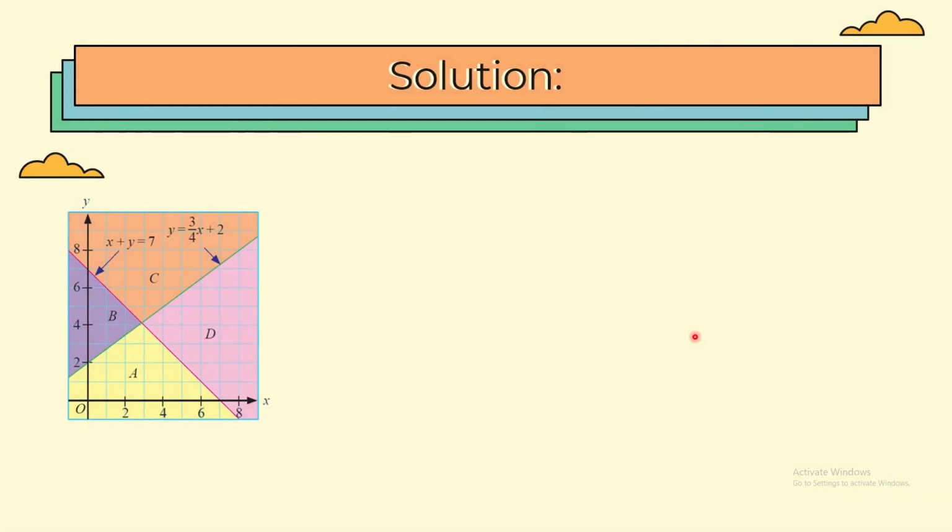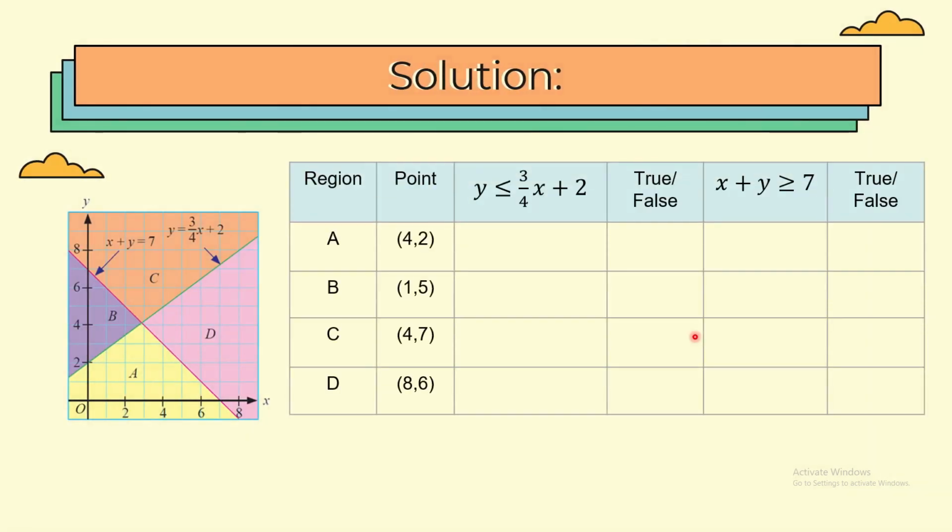Okay, this is the solution. The first step, you need to draw a table like this. In this table you need to have the region, the point, the first linear inequality and whether it is true or false, and then the second linear inequality and whether it is true or false. We're going to touch on the first region first, region A. Region A is this yellow region.